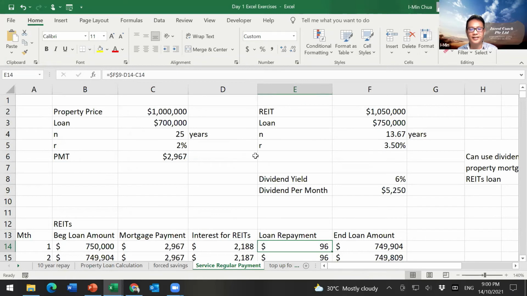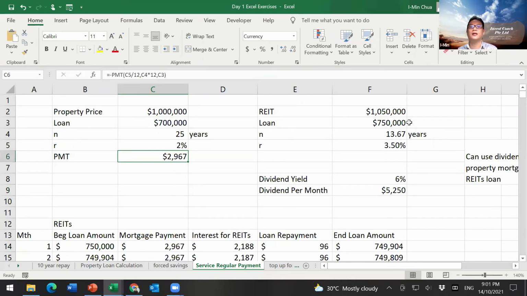Okay, so this is the exact scenario, right? This property, 1 million. I borrow 700,000, 25 years, 2%. Every month, I have to pay 3,000. Okay, the other $300,000, I just plonk inside my margin account.